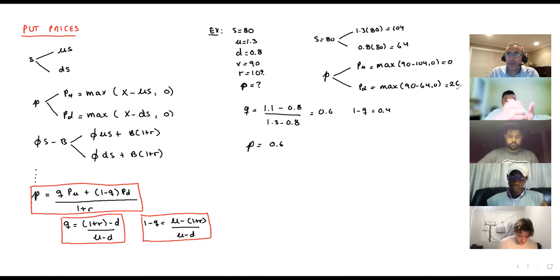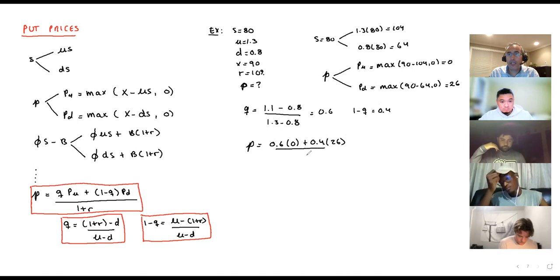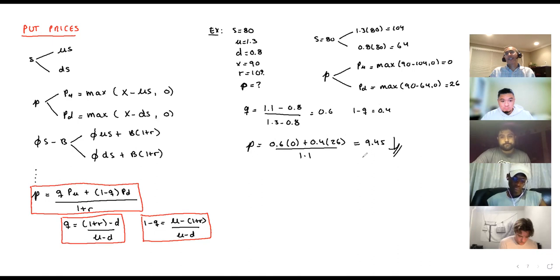Okay, then finally I have everything. It's going to be 0.6 times zero plus 0.4 times 26, divided by 1.1. So what is your price, guys? 9.45.